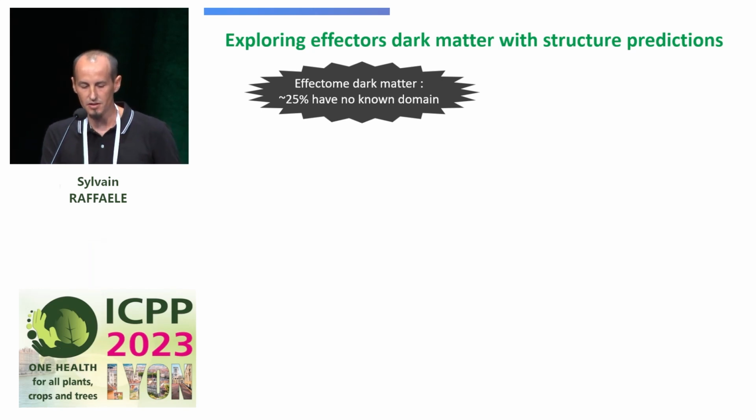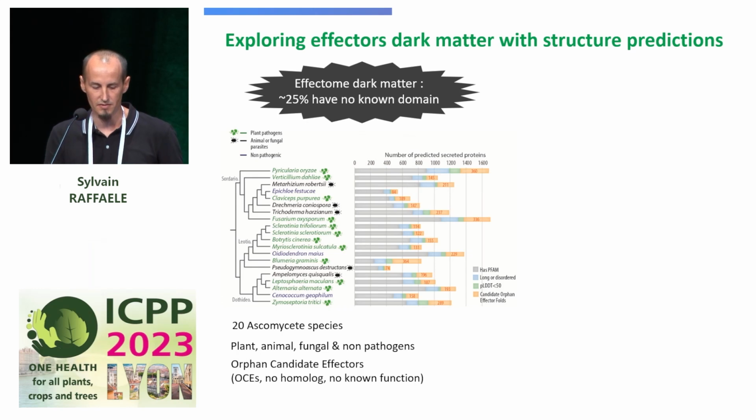And so the design we have chosen is depicted here. We took 20 species of ascomycete fungi with different lifestyles. Some of them are plant pathogens, others are animal pathogens, even mycoparasites. And we also took non-pathogen species in there. We also decided to focus on what we called the orphan candidate effectors, with absolutely no homologs and no known functions, to really target the dark matter that I mentioned.